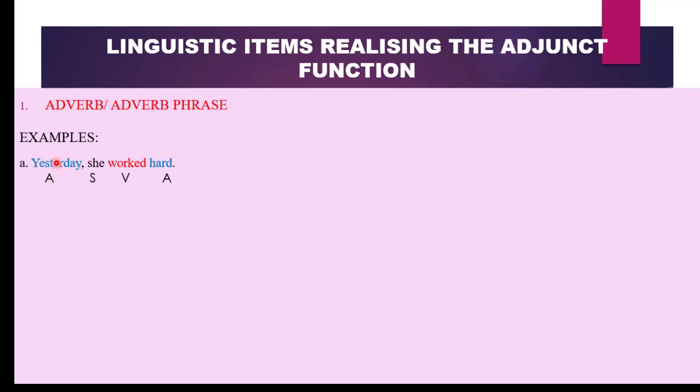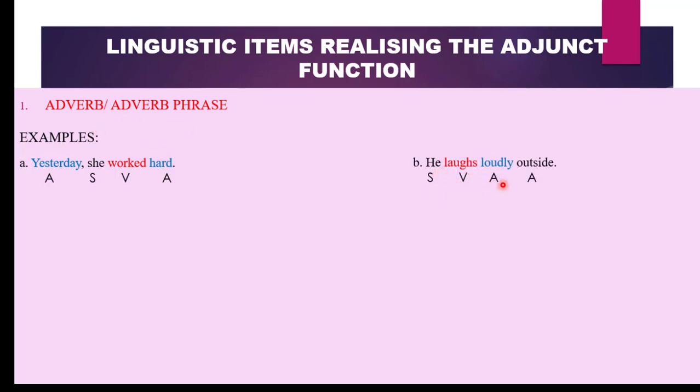It is an adverb because it is giving us information about time. Hard is also an adjunct because it is an adverb of manner. It is telling us how she worked. Therefore, we have the sentence pattern ASVA. Yesterday, an adjunct, adverb of time. She, our subject. Worked, our verb. And hard, our adverb of manner, which is also an adjunct. Therefore, adverbs can function as an adjunct.